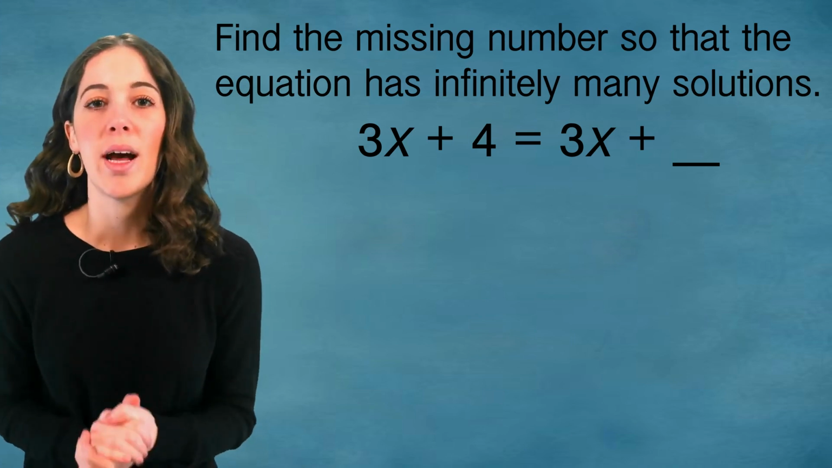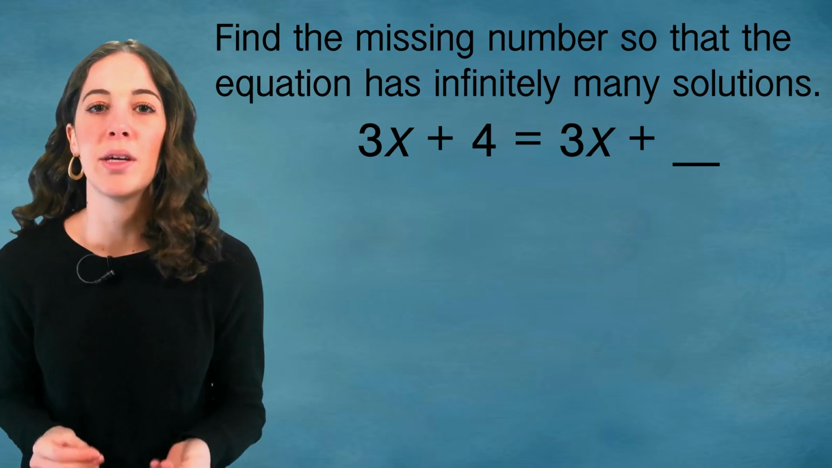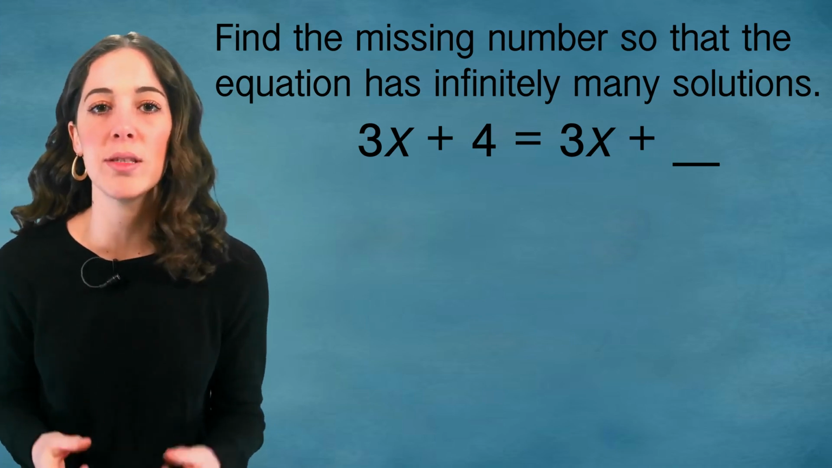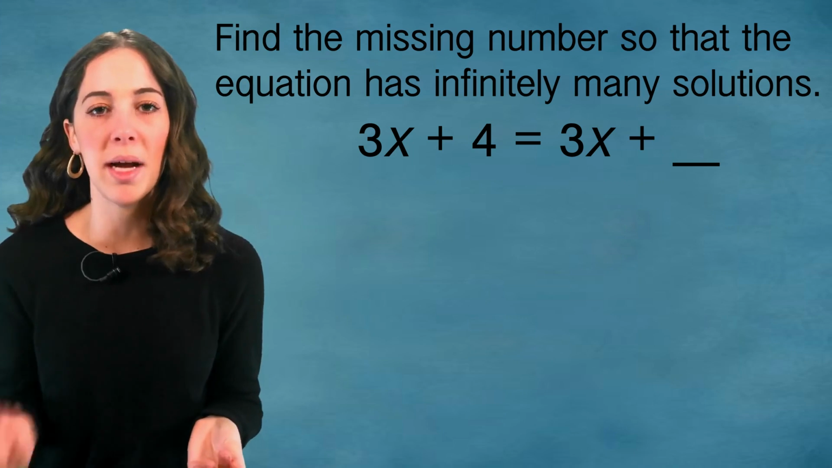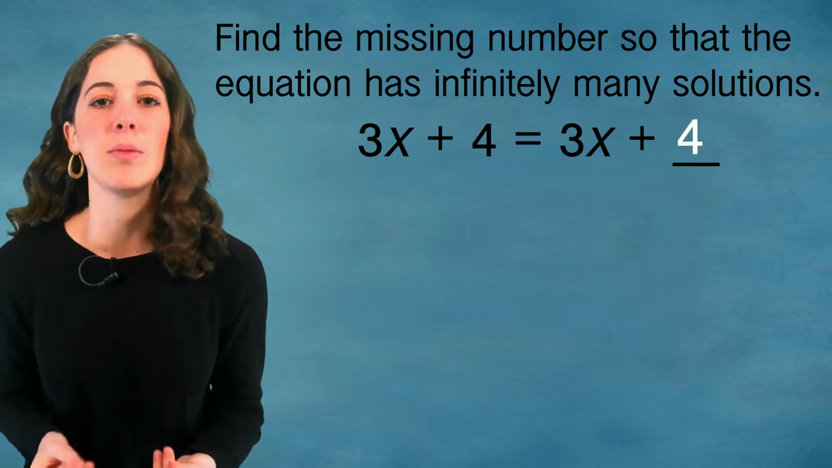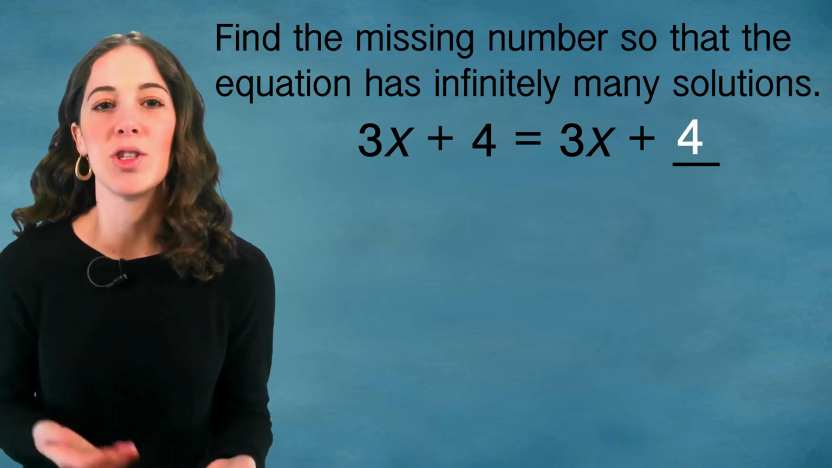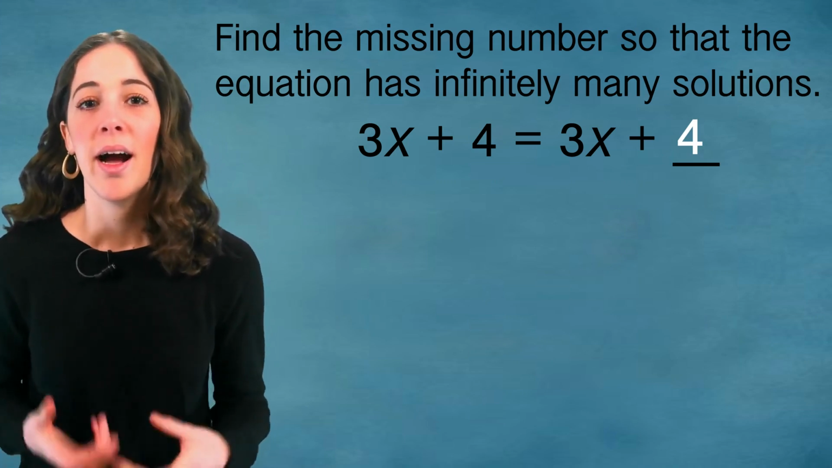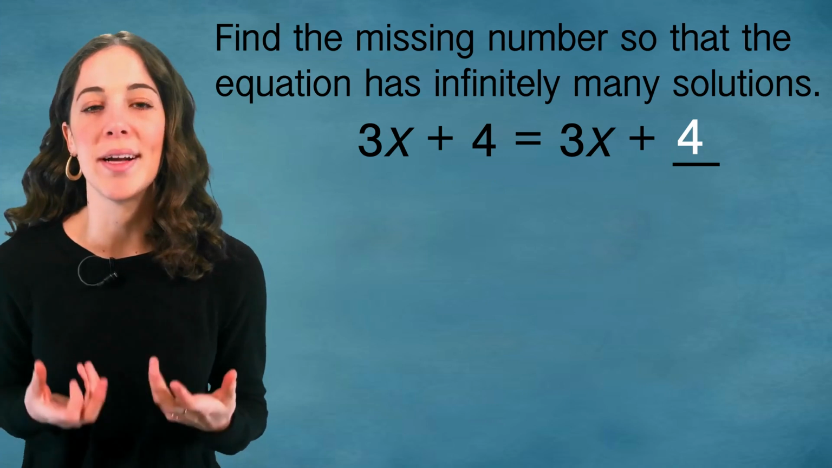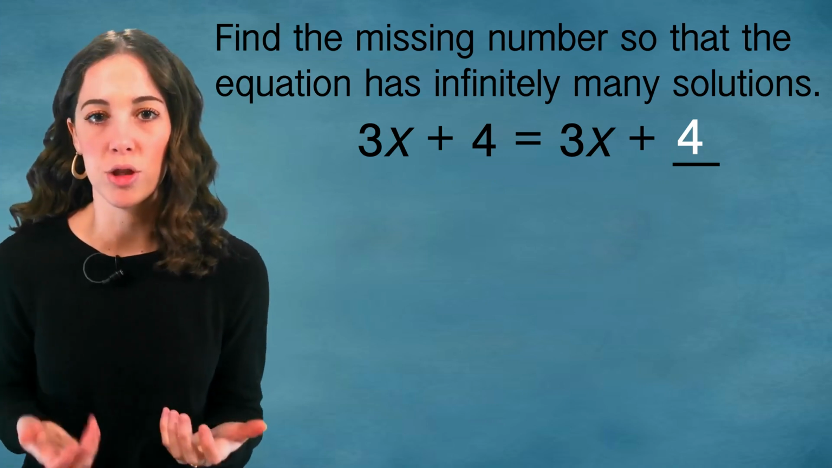Right away, when I see the terms infinitely many solutions, I know I am looking for two identical expressions on either side of my equation. Since I know these two terms must match, I can plug in 4 as my missing constant on the right-hand side. At this point, our equation reads 3x plus 4 equals 3x plus 4. I know, since these two expressions are identical, that this equation has infinitely many solutions.